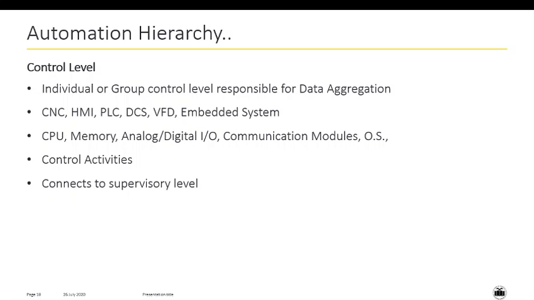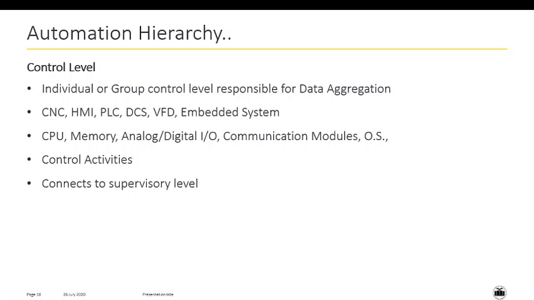So in one plant there can be 2, 4, 5, 10, n number of controllers. All these controllers are acting in synchronization. This group of controllers in a particular plant is called the group control level. The basic purpose of both the individual and group control levels is data aggregation. They aggregate the data and process it according to the programming.